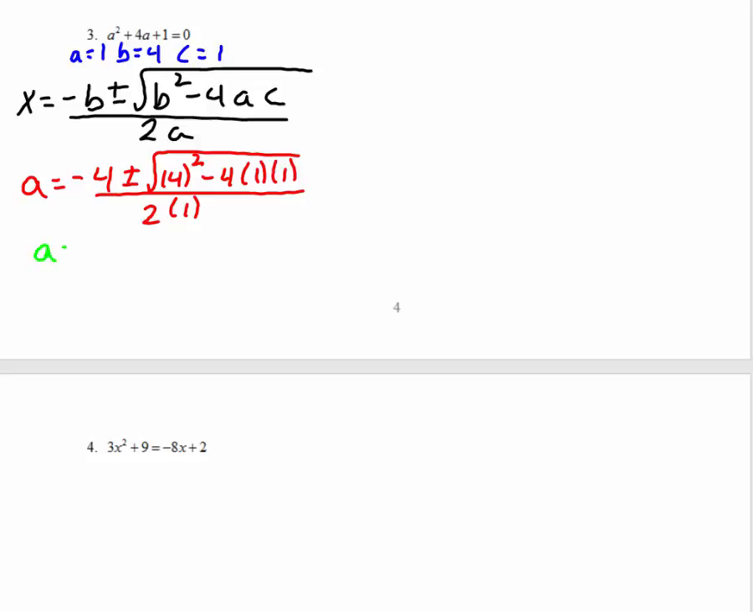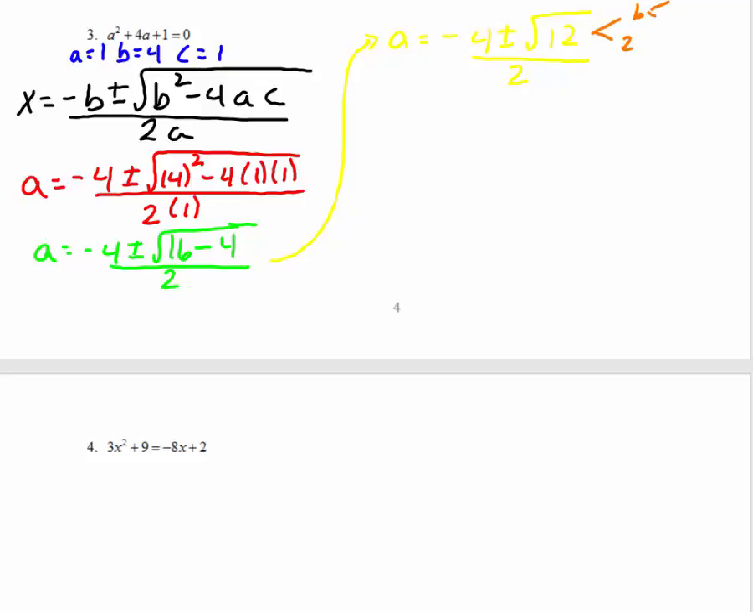So a is going to equal -4 plus or minus the square root of, well, 4 squared is 16, minus 4 times 1, which is 4, all over 2 times 1, which is 2. So a is going to equal -4 plus or minus the square root of, 16 minus 4 is 12, all over 2. So let's do the factor tree and see if any number can come out of the 12, and that's 6 and 2, and 6 is 3 and 2.